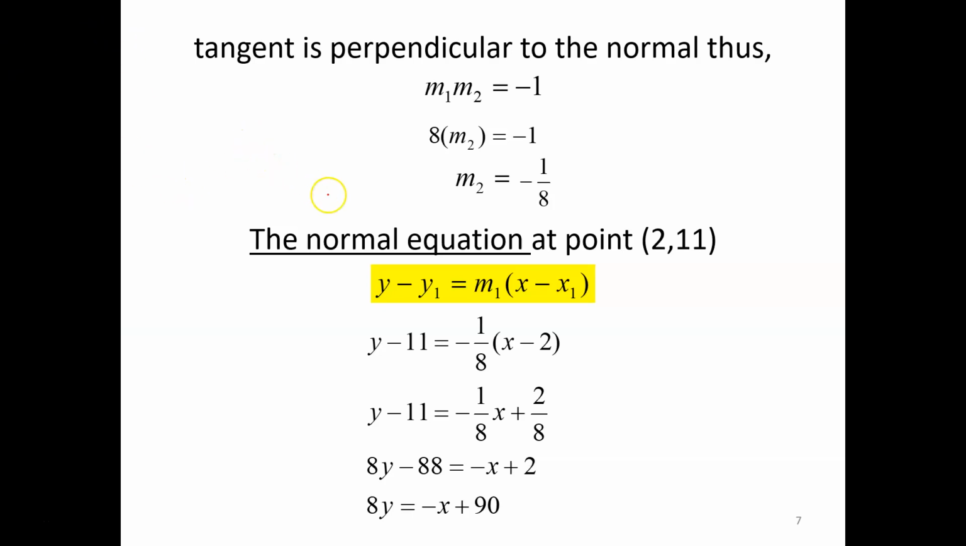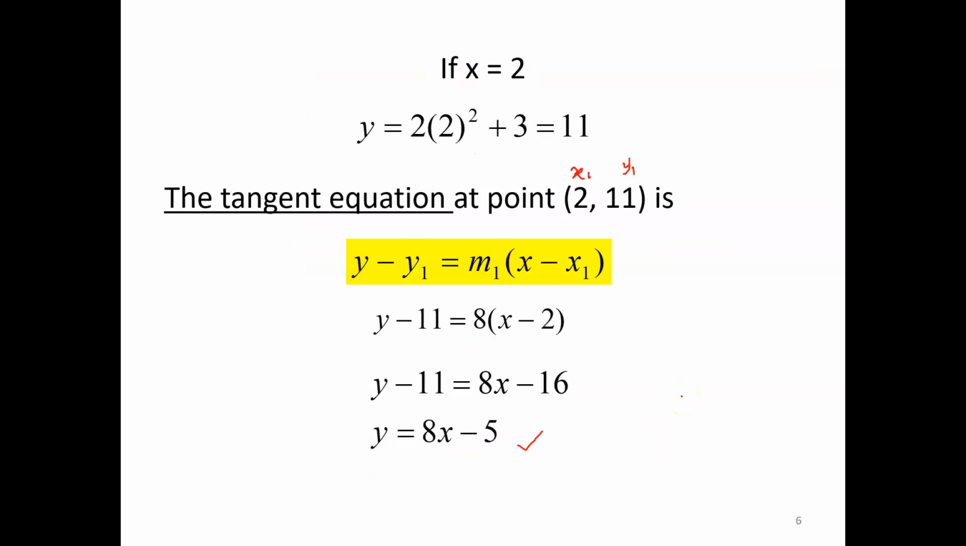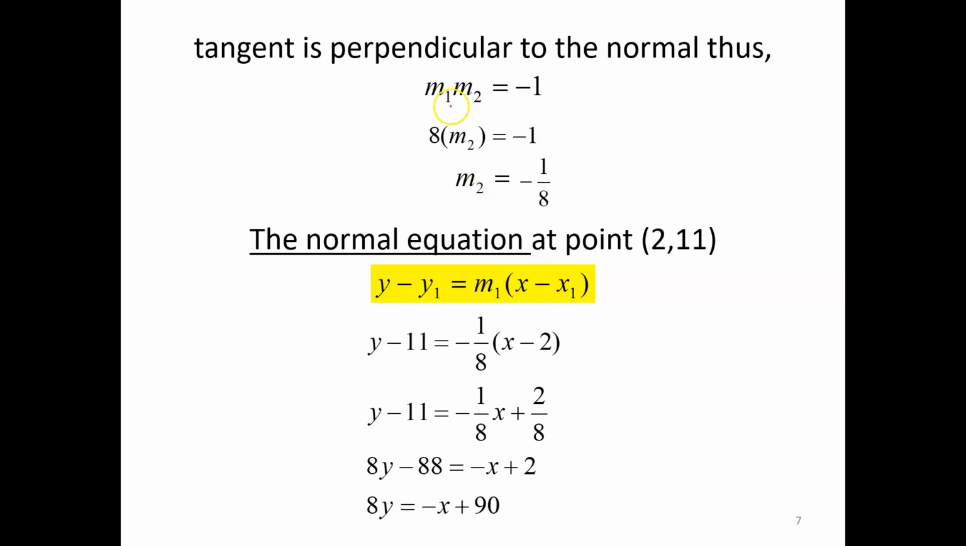Then you have to find another one, which is the normal equation. But you know that tangent is perpendicular to normal. How do we know this? It is from this one. This is your tangent, this is your normal, and they are perpendicular. So what happens is that m1 times m2 equals -1. We have this formula. If you have two straight lines, one perpendicular to the other, you have to use this one.